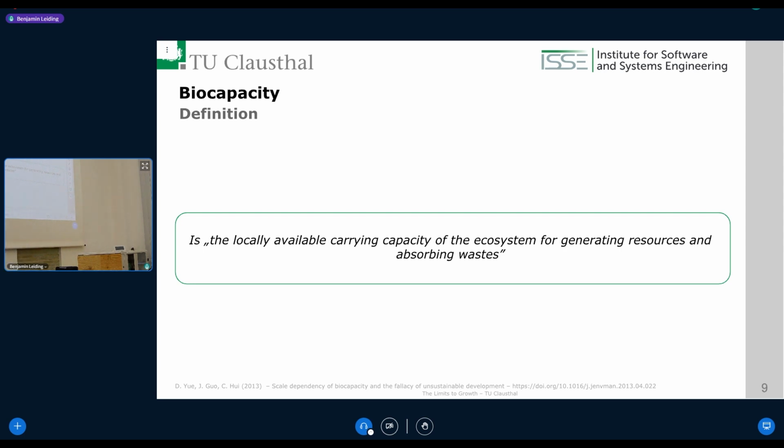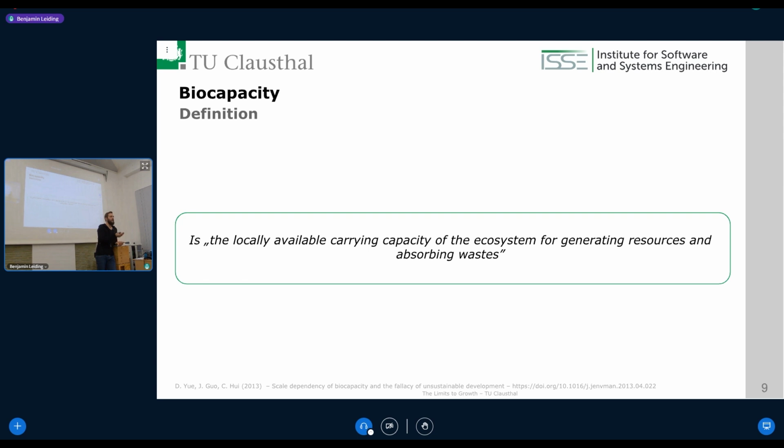Sustainability is very closely related to the concept of biocapacity. I think I mentioned that last week very briefly when we talked about the Earth Overshoot Day, if I'm not mistaken. There is some minor nodding, very good. And biocapacity is a locally available carrying capacity of the ecosystem for generating resources and absorbing waste. So how much can I take out of the ecosystem of our planet, and how much waste can I throw in it, in a given time frame, without breaking the system?